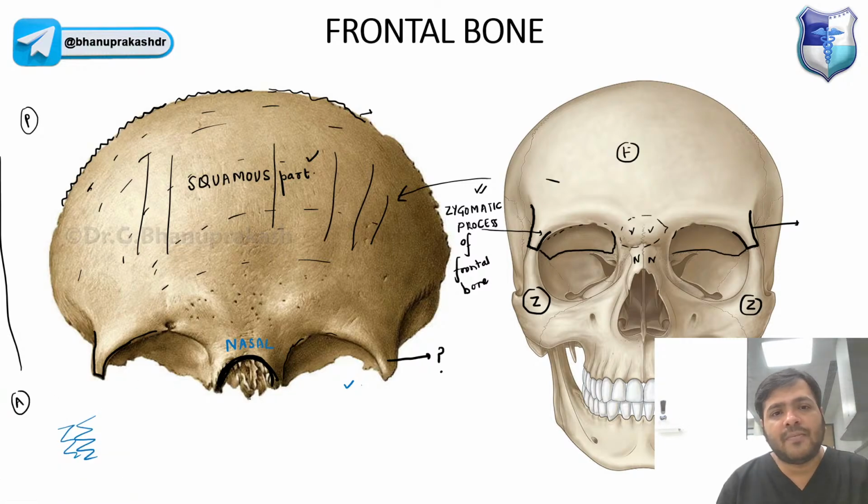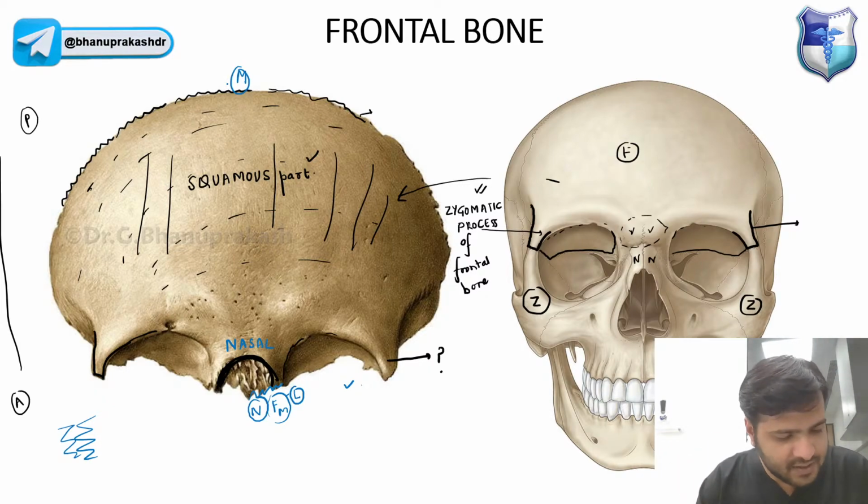And remember, from medial to lateral, they are connected with three bones, guys. In front, we have the nasal bone. Then we have the frontal process of the maxilla. And then we have the lacrimal bone. From medial to lateral, we have three bones, guys. You have to remember.